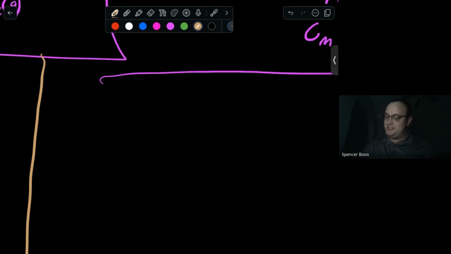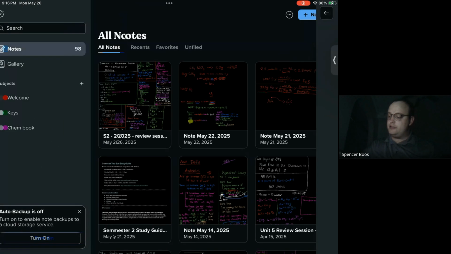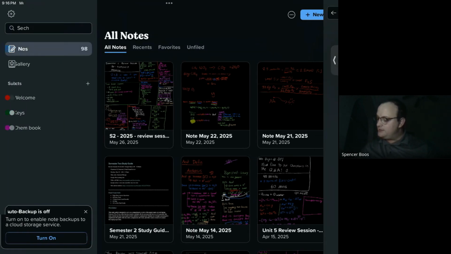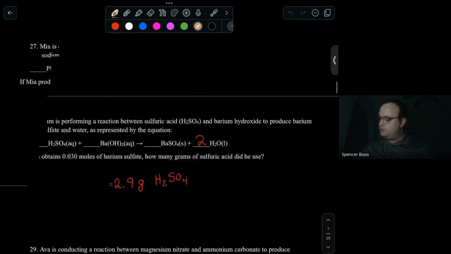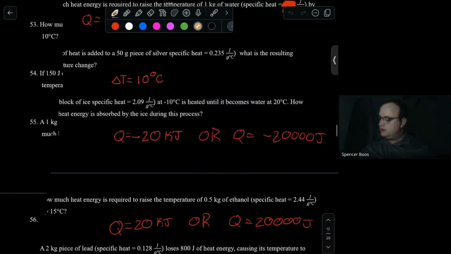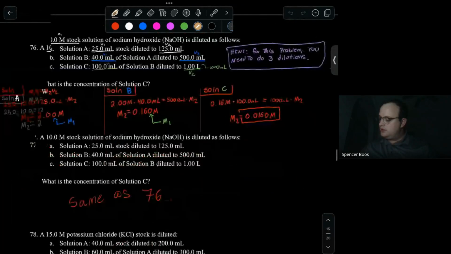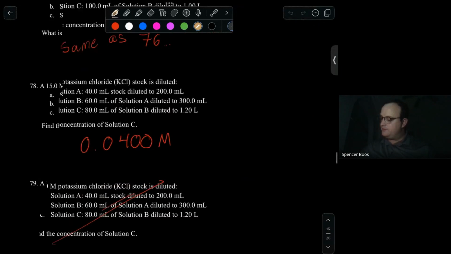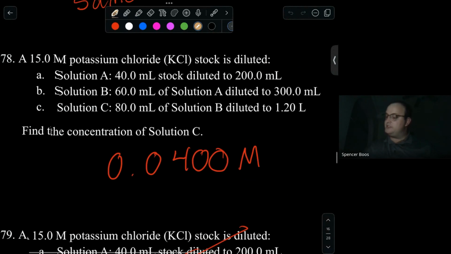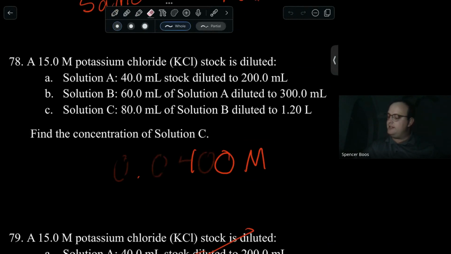So serial dilutions use this equation: M1V1 is equal to M2V2. Let's actually go over to our other document here, the semester 2 study guide. Bear with me. Boom. Ah, perfect. So let's say this. If you're following along, this is number 78 on the review guide.